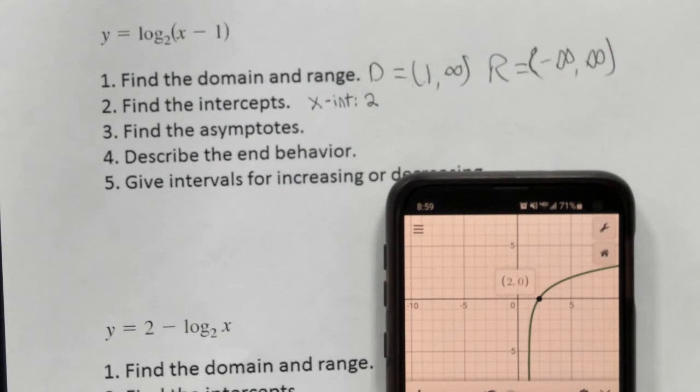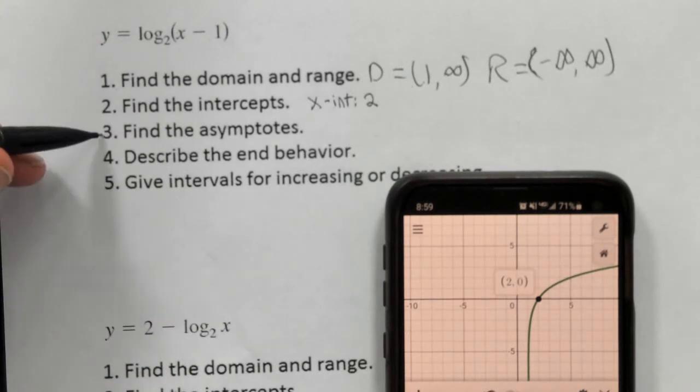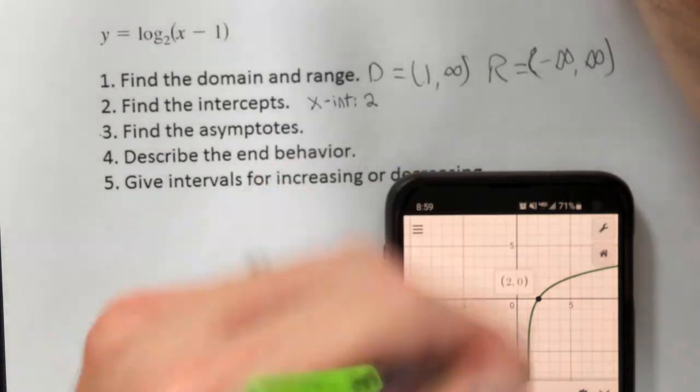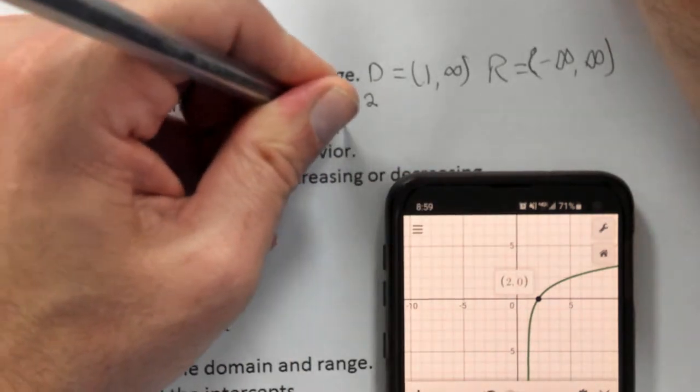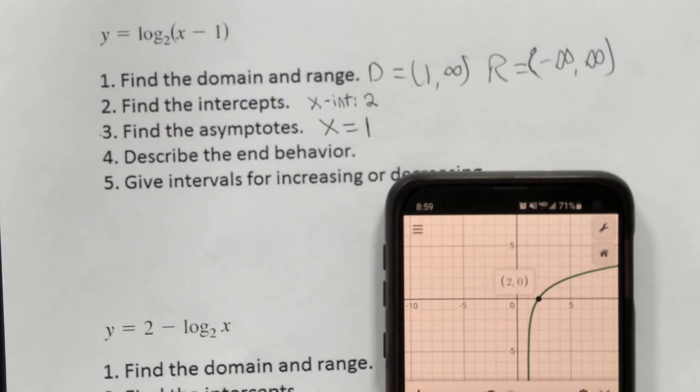You could write it like that, or you could put the point (2, 0) as your intercept. Either way, sometimes you will see it written both ways, depending on what resource or what assignment you're looking at. Okay, find the asymptotes. There is one. Okay, right here, a vertical asymptote at x equals 1. All right, so that's the limit that the function approaches there.